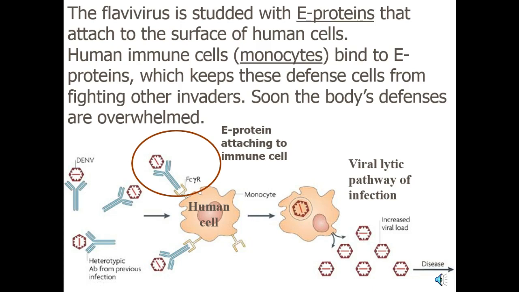The flavivirus is studded with these E proteins that are going to attach to our own cells, such as monocytes. Those are a type of white blood cells. And then it kind of overwhelms our body defenses. So here's our cell, and there's the flavivirus attaching. So very clever virus.